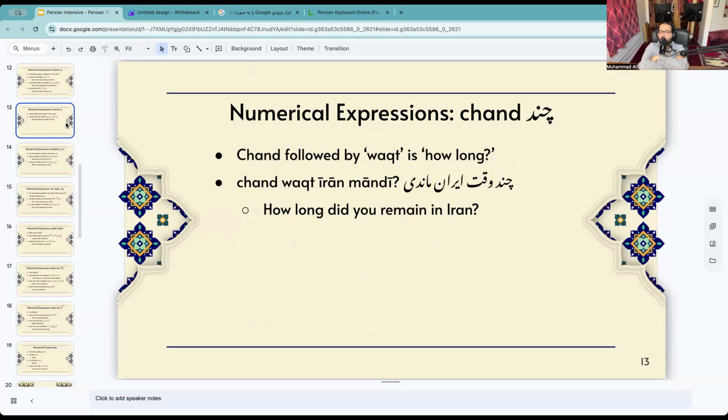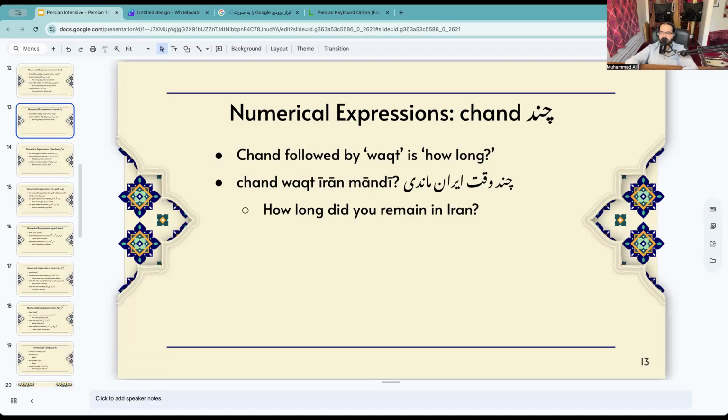And then with waqt, which means time, it means how long. So if you say chand waqt Iran mandi, chand waqt together means how long. And then Iran is the name of the country, and then mandi is you remained. So chand waqt or chand vacht is what Iranians actually say, is how much time, how long.